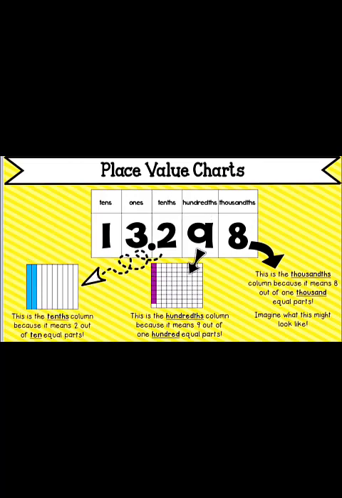So again, before we move on, remember that the first place from the decimal over is the tenths place. The next place over is the hundredths place. The third place over is the thousandths place. So tenths, hundredths, thousandths. Everything on the right side of the decimal ends in TH.